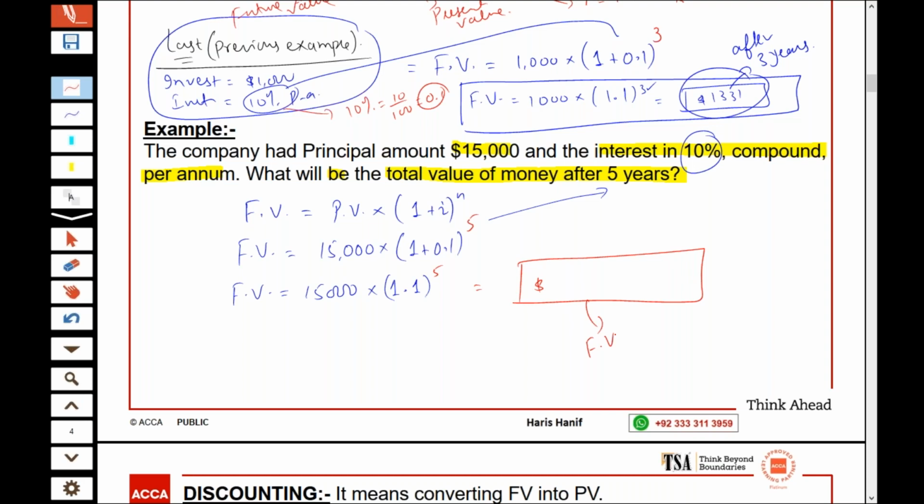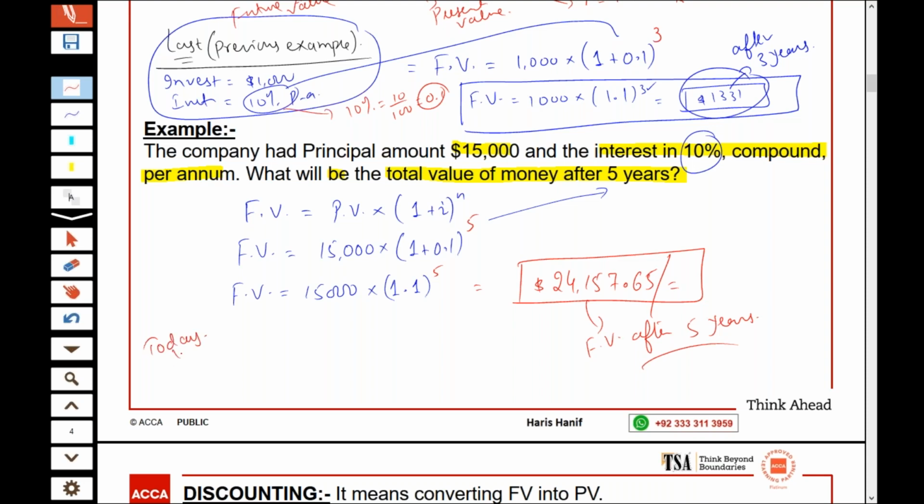This is my future value after 5 years. 1.1 power 5 multiplied by 15,000, and the amount is 24,157.65. I am using my own manual calculator, and I also encourage you, do not just copy, calculate it yourself. This is the time value of money. In today's terms, I have 15,000.